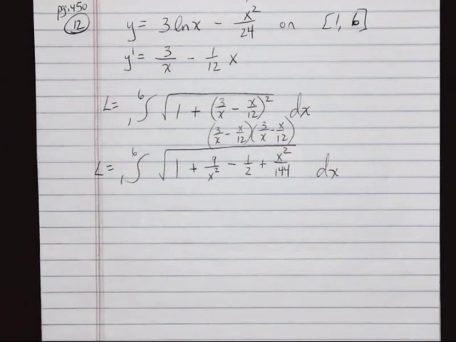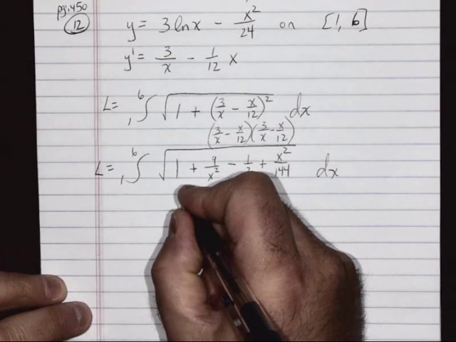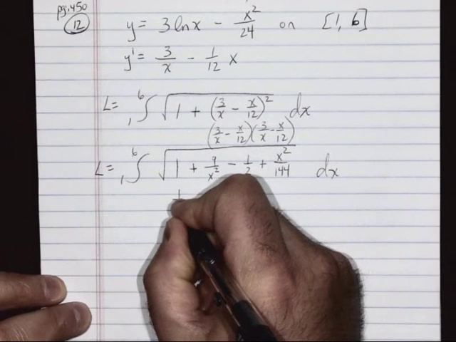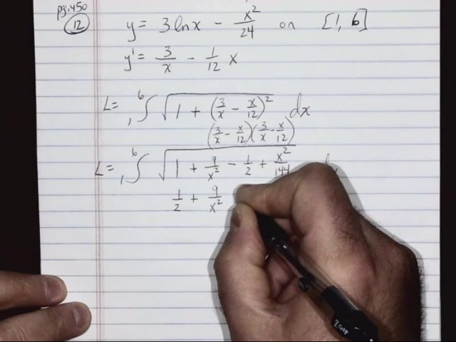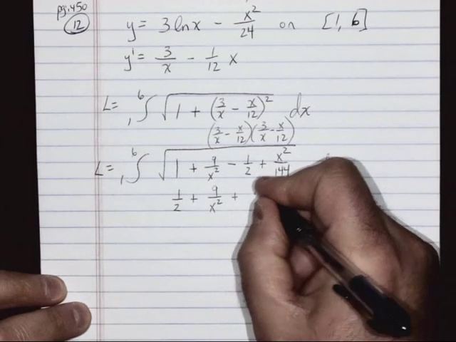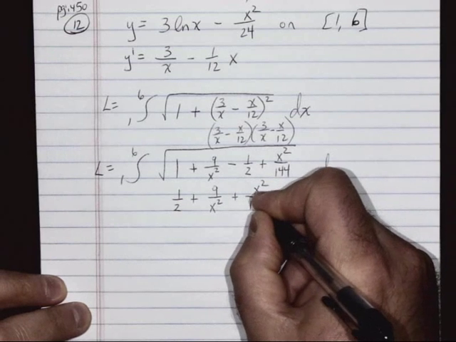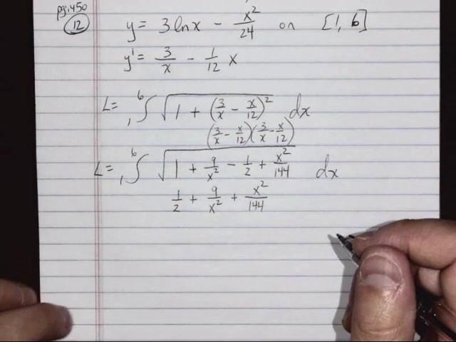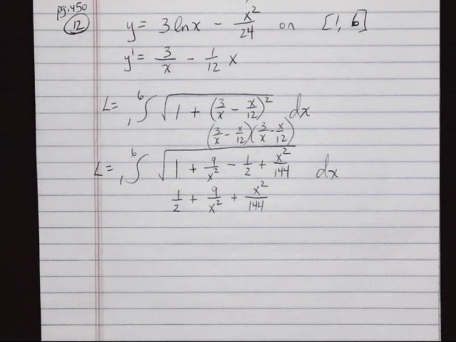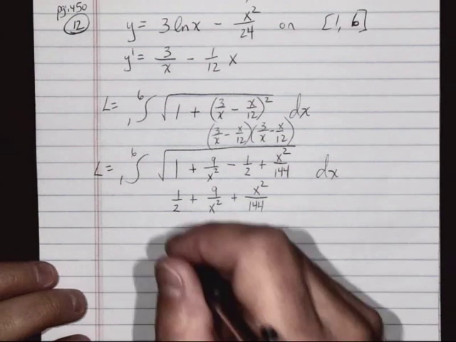Alright, so that's how our integral is shaping up. Now 1 and minus 1/2, obviously those are like terms, so I can combine those to give me 1/2 plus 9 over x squared plus x squared over 144. Okay. And that's all under our square root.